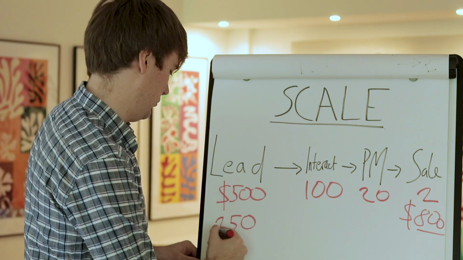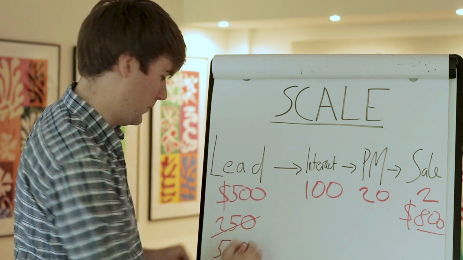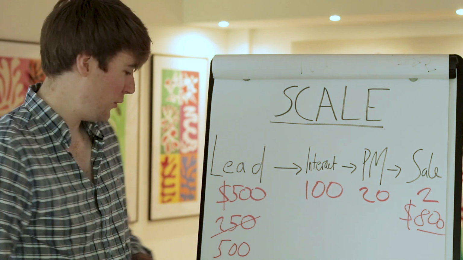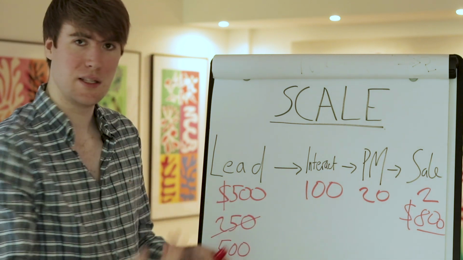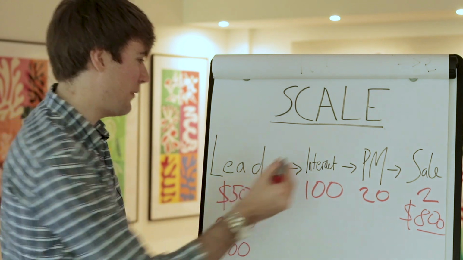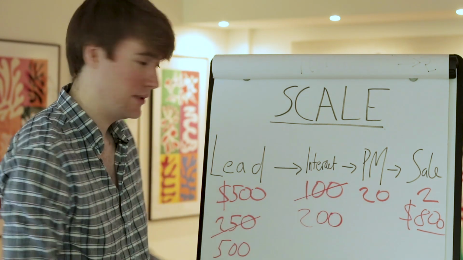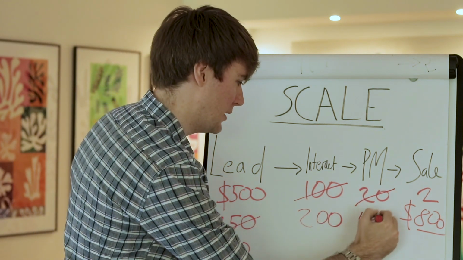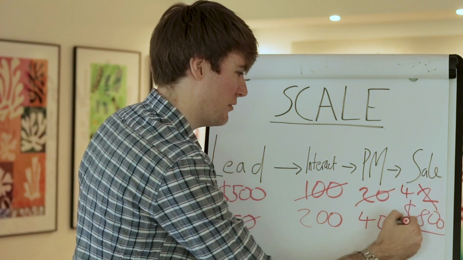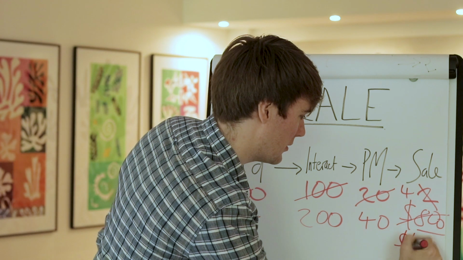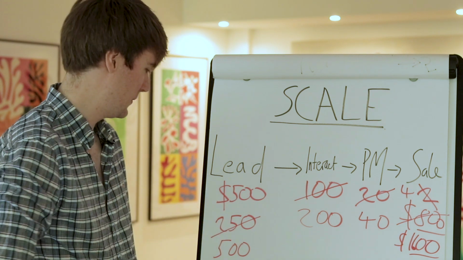Then instead of getting 250 leads for $500, you would get 500 leads. So if you double this number, what do you think happens to all the rest of these numbers in the sequence? Well, naturally, we can assume that instead of 100 interactions, you would get 200. Instead of 20 personal messages, you would send 40. And instead of 2 sales, you would get 4, which would result in $1,600. Try and squeeze it in the side there, right?